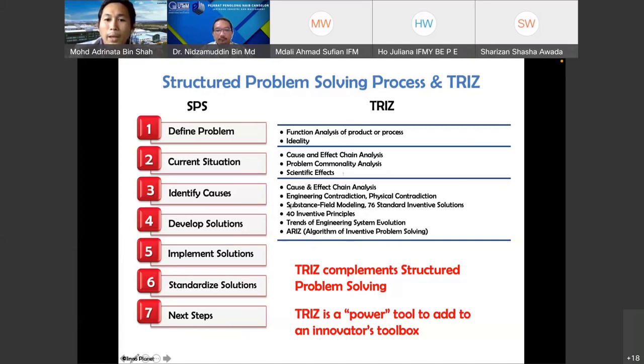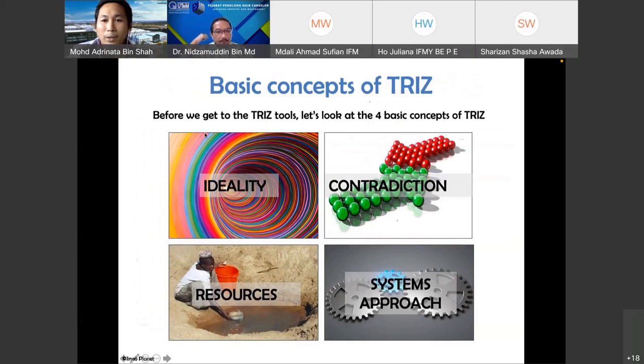Okay, so my sharing session today is about the engineering contradiction, the 39 parameters, and also the 40 inventive principles. The basic concept of TRIZ is ideality, contradiction, resources, and system approach. We look at the contradiction for today.